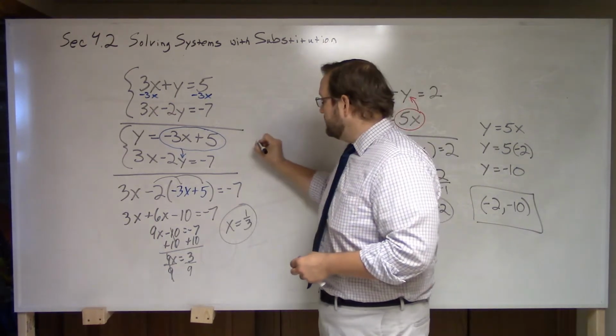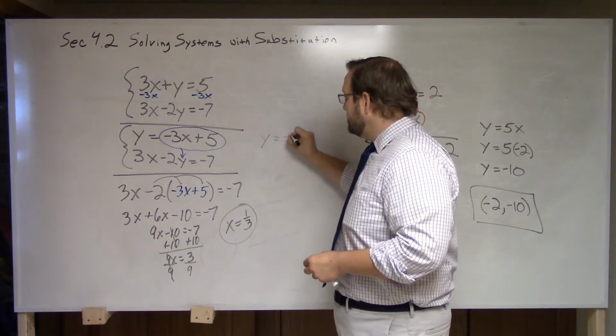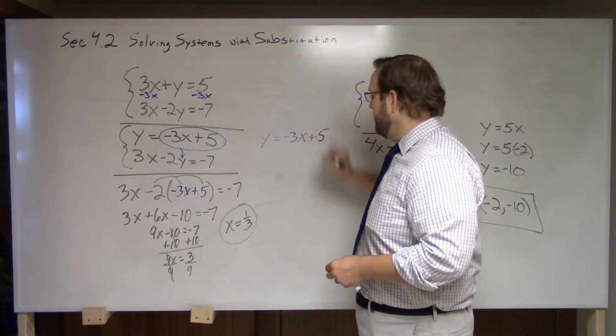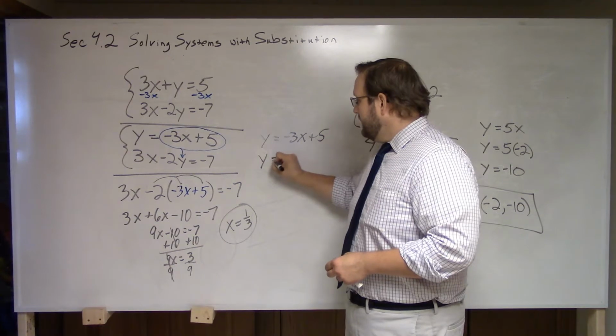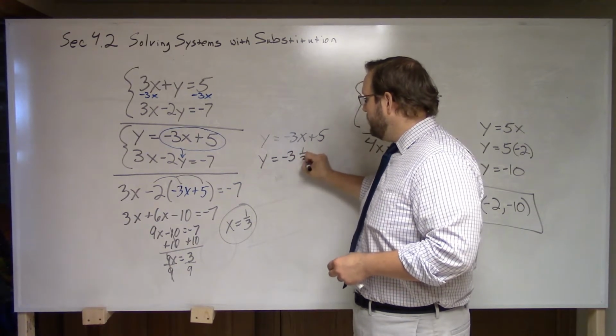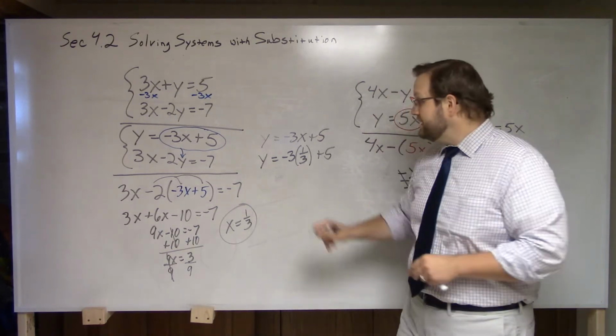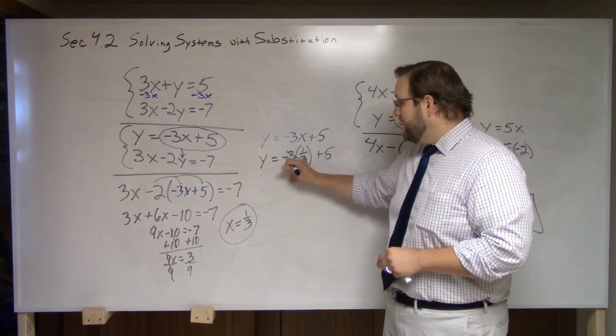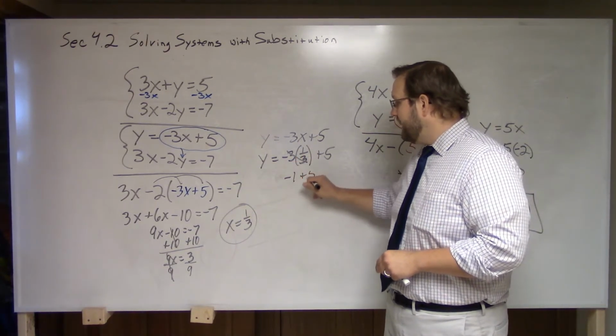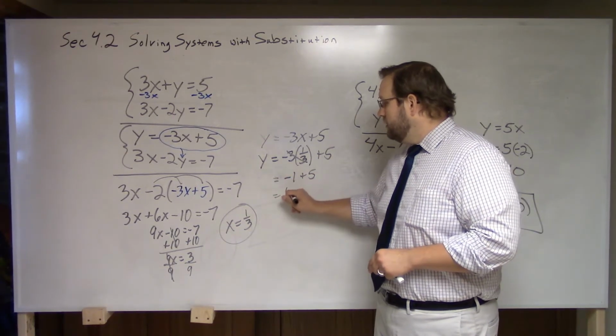So I'm going to go with this. We've got y equals negative 3x plus 5. So y equals negative 3 times 1/3 plus 5. Those 3's cancel nicely. Negative 1 plus 5 is 4.